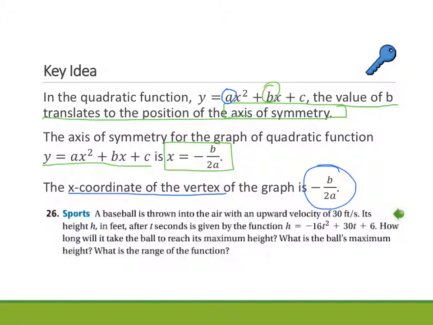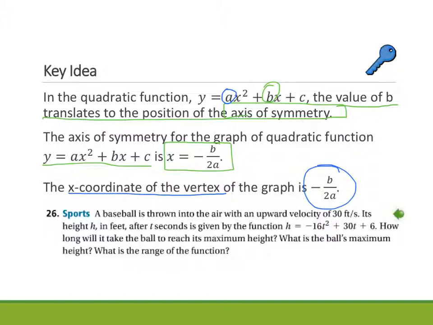So look at the problem. A baseball is thrown into the air with an upward velocity of 30 feet per second. Its height, h, in feet after t seconds is given by the function h equals negative 16t squared plus 30t plus 6. How long will it take the ball to reach its maximum height? What is the ball's maximum height? And what is the range of the function?